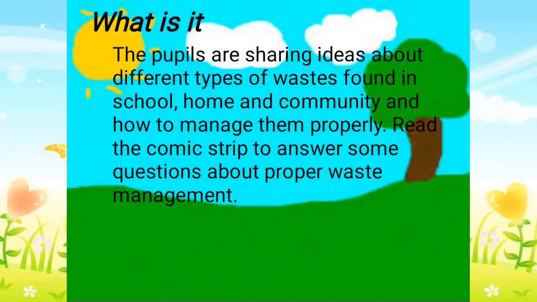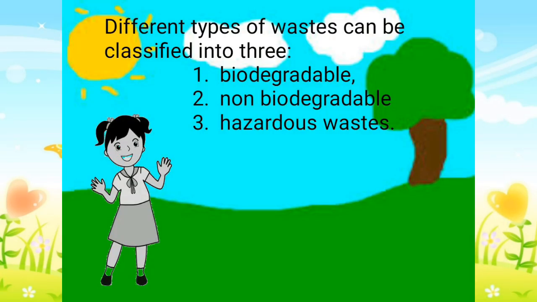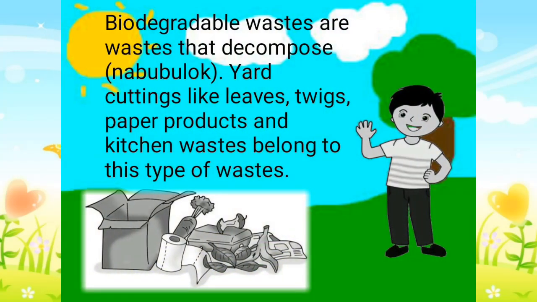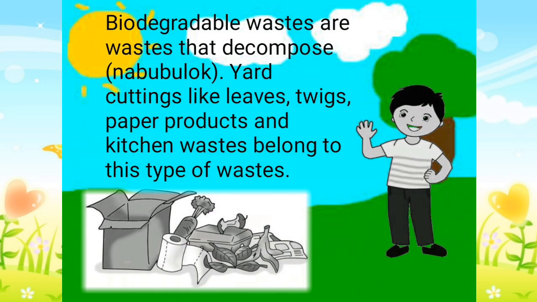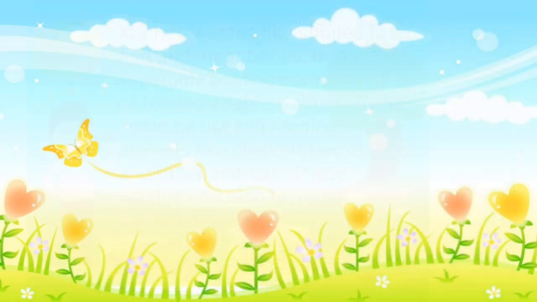The pupils are sharing ideas about different types of waste found in school, home, and community, and how to manage them properly. Read the comic strips to answer some questions about proper waste management. Different types of waste can be classified into 3. 1 is biodegradable, 2 non-biodegradable, and 3 hazardous waste. Biodegradable waste are waste that decompose o nabubulok. Yard cuttings like leaves, twigs, paper products, and kitchen waste belong to this type of waste.